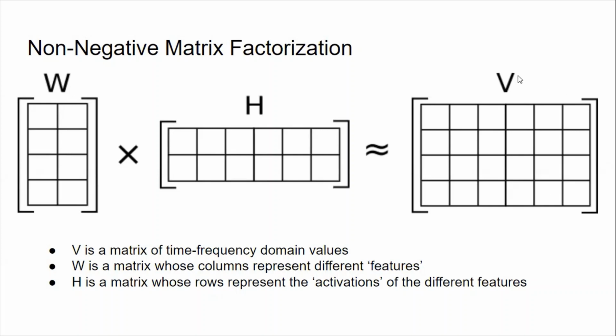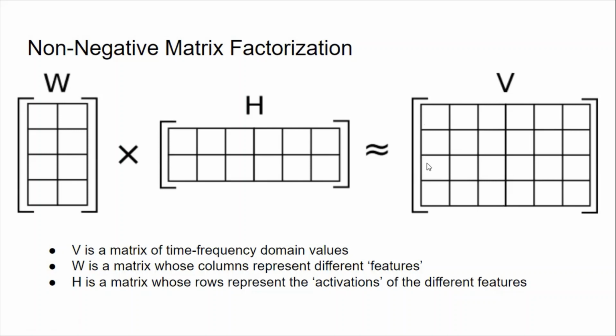So you have this original V matrix, which is a time-frequency representation of your audio signal, and you achieve that by using something called the short-time Fourier transform. Each column represents a different frame of your audio, so this is frame 1, frame 2, frame 3, and so on. And each row represents a different frequency, so this one could be 250 hertz, 500 hertz, 750 hertz, and so on.